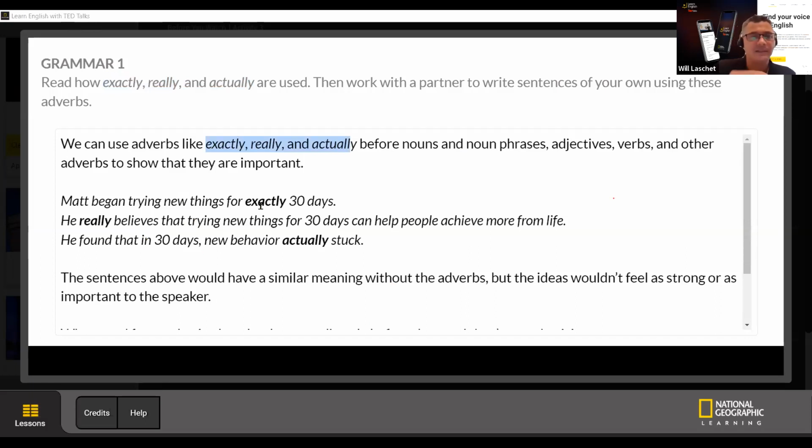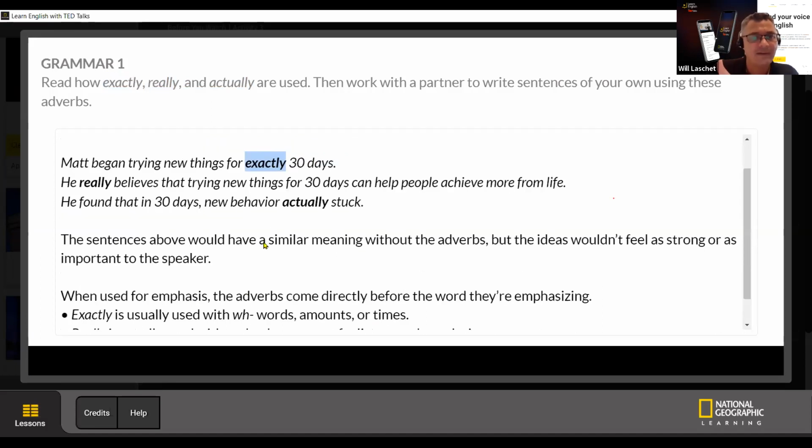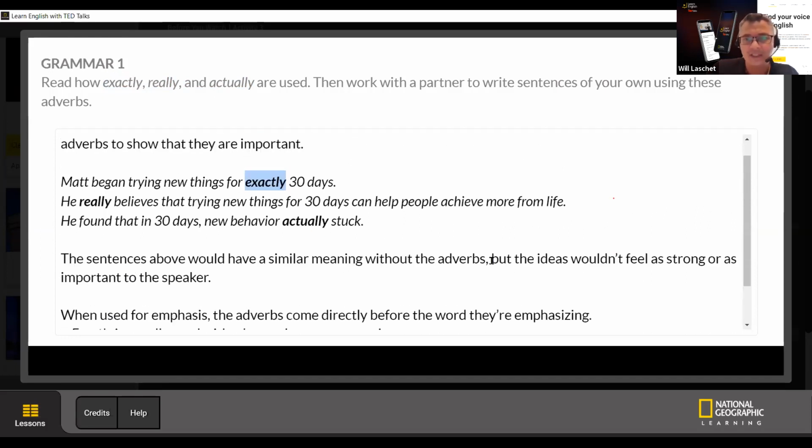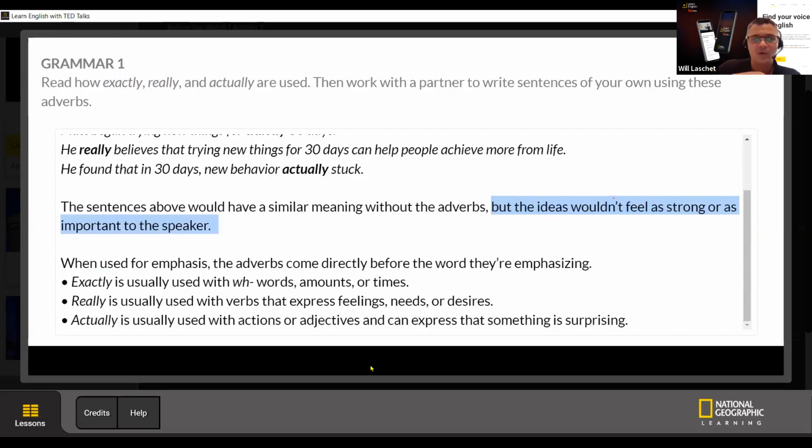And it also tells us that they're adding some meaning, but if we removed them, the sentences would have a similar meaning. If we scroll down to the bottom, we can see that without these words, exactly, really, and actually, the ideas wouldn't feel as strong or as important. So we're actually using these adverbs to add something to our speech, and we're using them to add emphasis.